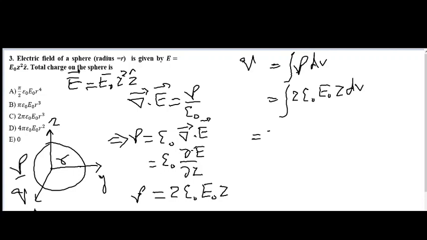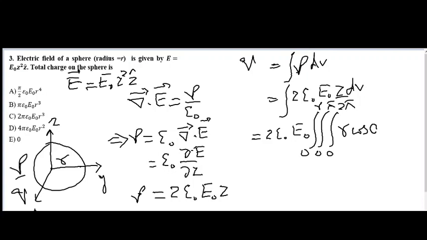Writing the constants outside the integral as 2 epsilon naught E naught, and now as we are dealing with a sphere, we will use spherical polar coordinates, where the limits of r are from 0 to r, the limits of theta are from 0 to pi, and the limits of phi are from 0 to 2 pi. z in spherical polar coordinates can be written as r cos theta, and the volume element in spherical polar coordinates can be written as r squared sin theta d r d theta d phi.